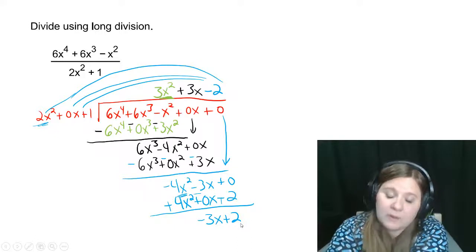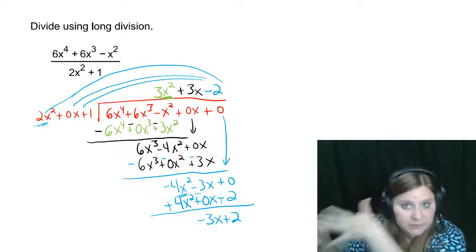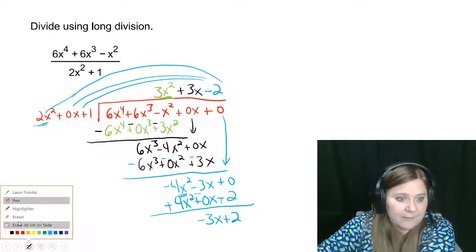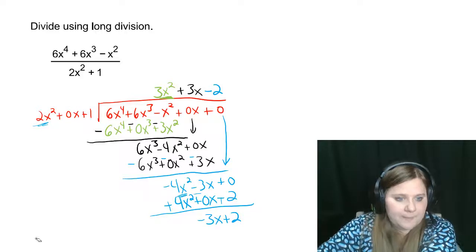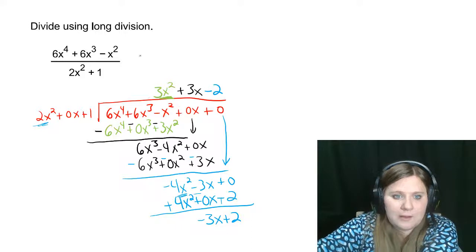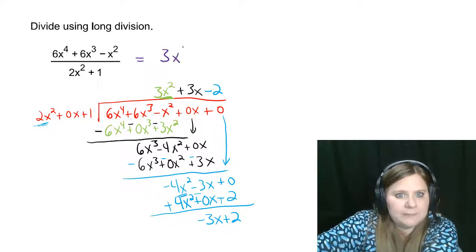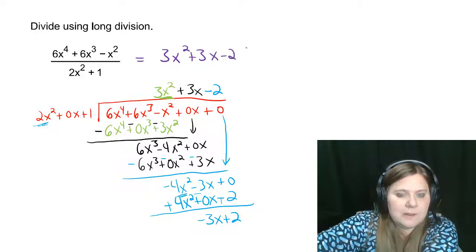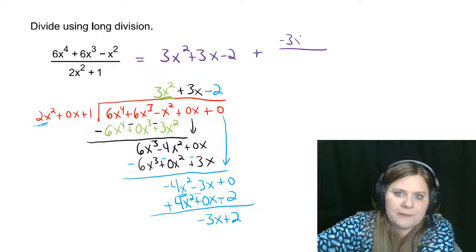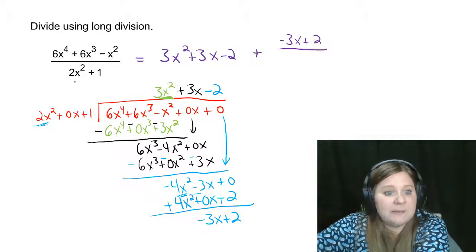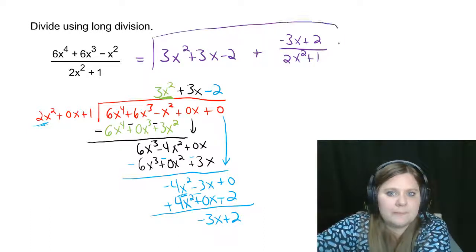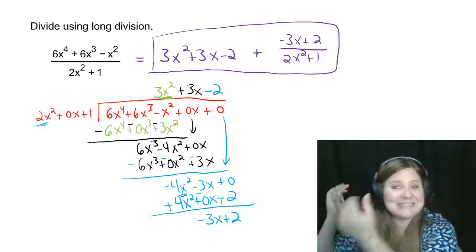Now, I can't divide any more because what I have left in my remainder is a smaller degree than what I'm dividing by. So now I just need to go write my answer, and it's going to have a remainder, and that's okay. So I take what's on top of the house, and I write that down, and then I write a plus. My remainder goes on top of the fraction, and I was dividing by 2x squared plus 1, so I am still dividing by 2x squared plus 1. Ta-da!